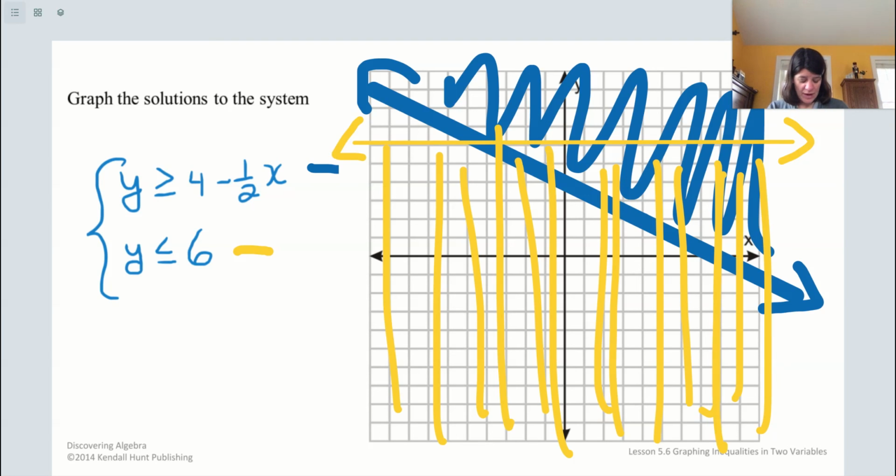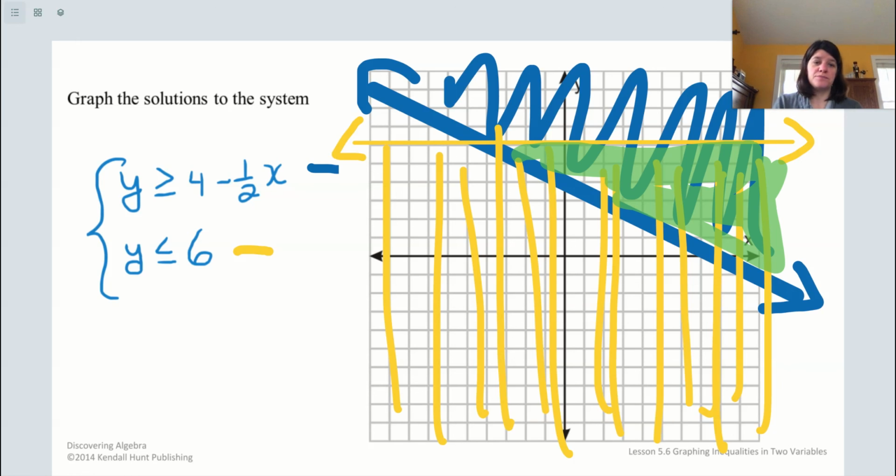And where they overlap is the solution. And so I can highlight that. Right, so now that green area would be the solution. And in this situation, it would include the line from each of our linear equations in the system.